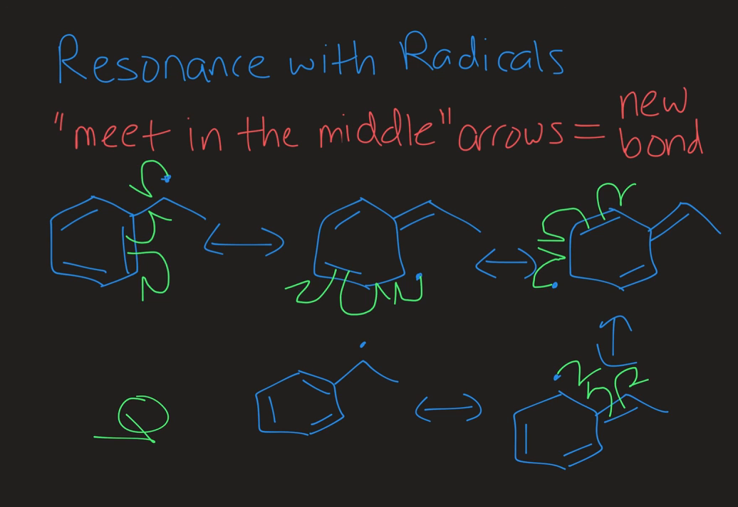So this has been a look at how to draw resonance structures when you have a radical intermediate. We use single-headed arrows to show the movement of electrons, and radicals that are adjacent to pi bonds are able to be delocalized throughout a pi system, just like a carbocation or a carbanion intermediate would be able to do that.